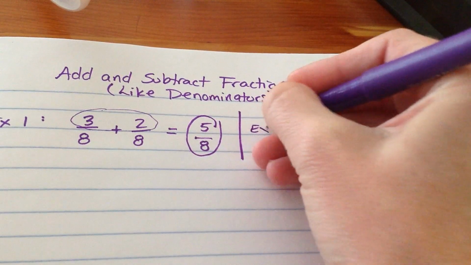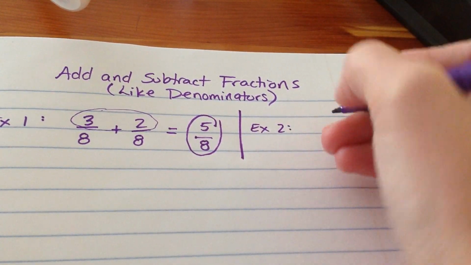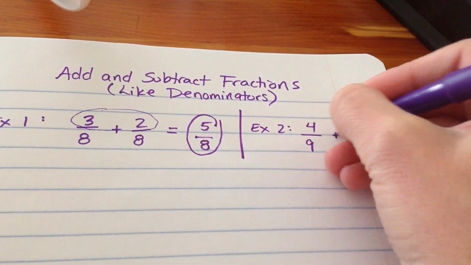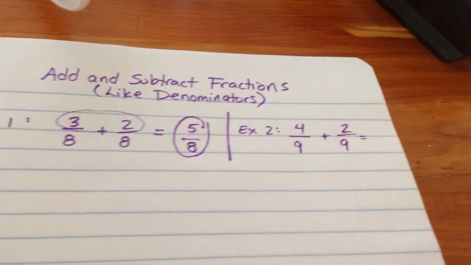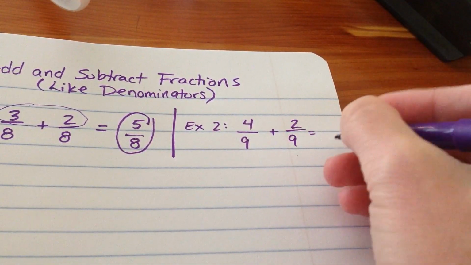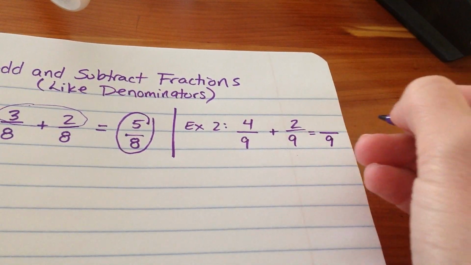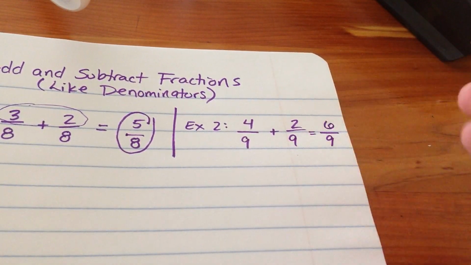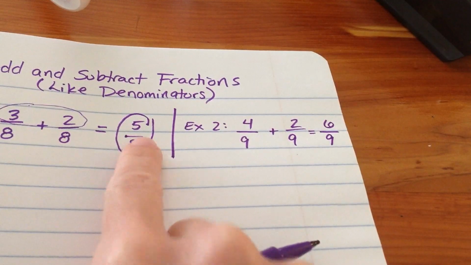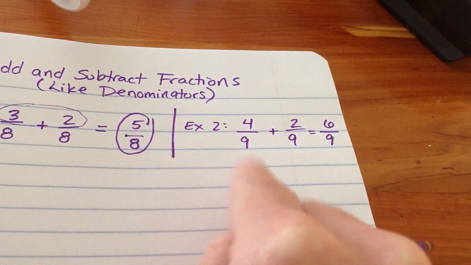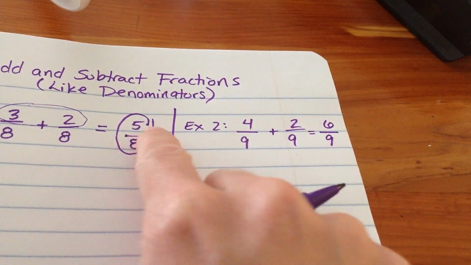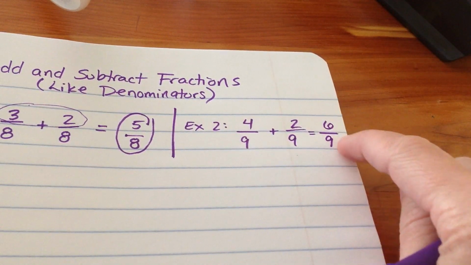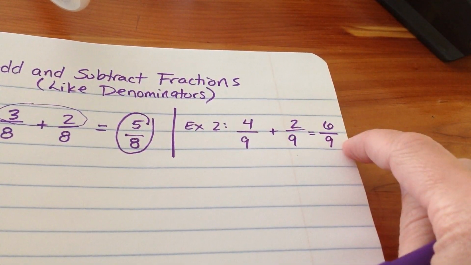So example number 2, let's say we've got 4/9 and we're going to add 2/9 to that. So again, denominators are the same. I'm going to keep my denominator, so that is 9, and then I just add the top numbers. So 4 plus 2 is 6. Now, you have to be careful when you get your answer, because if we look back at our answer over here, 5/8 cannot be simplified. But think about what we learned last week as far as simplifying fractions. There is no number for this answer that can divide both 5 and 8. However, there is a number that will divide both 9 and 6.